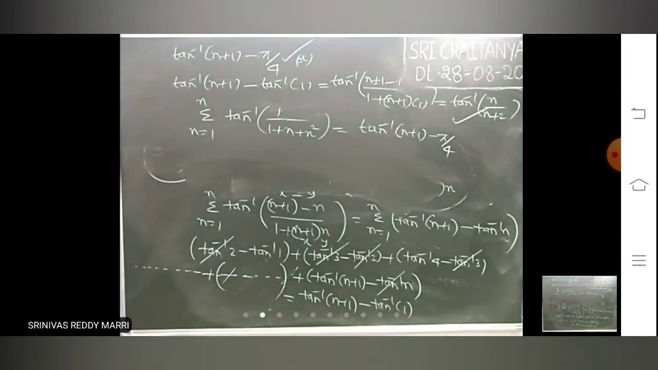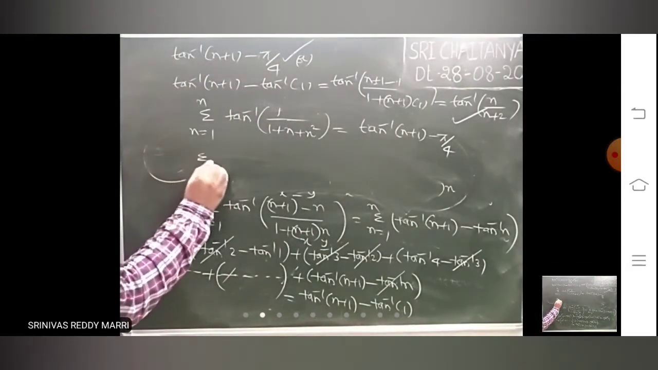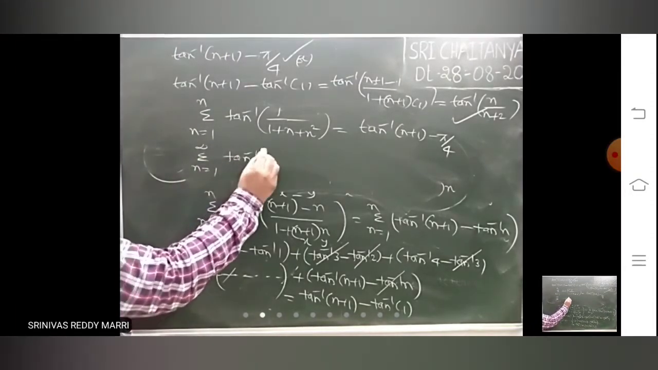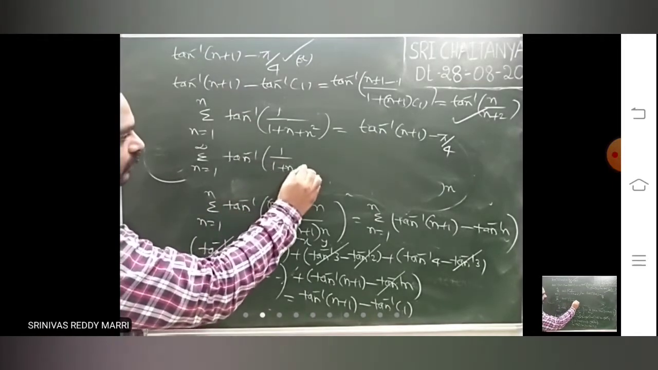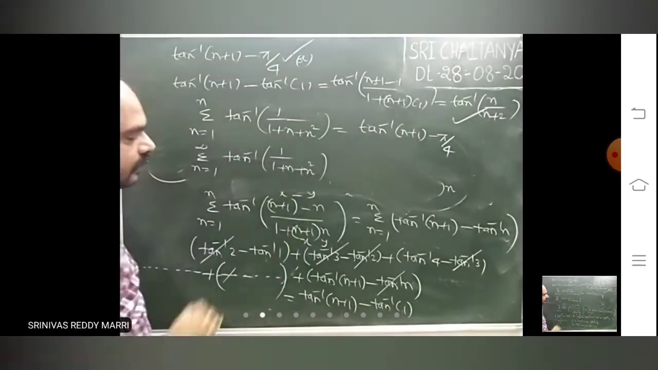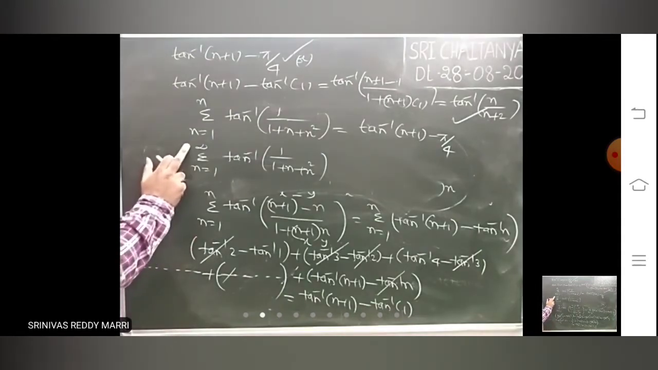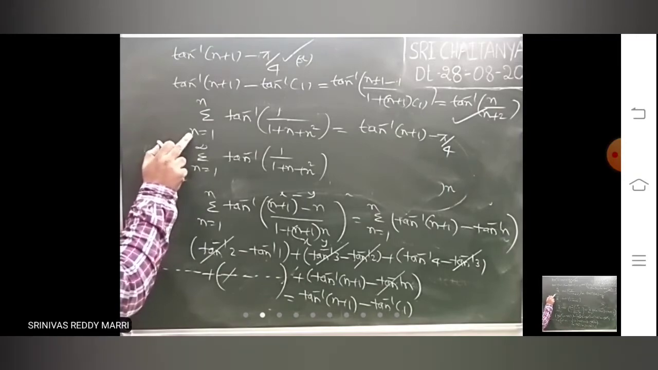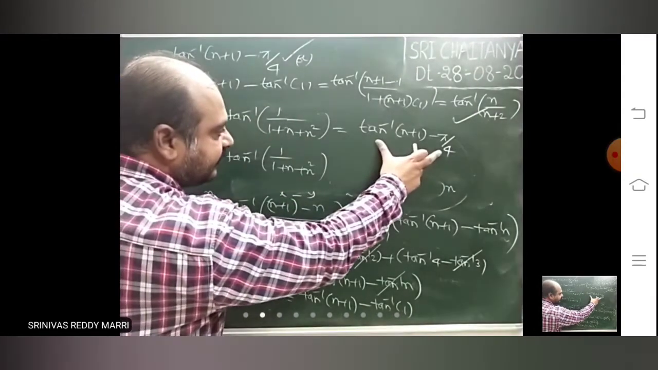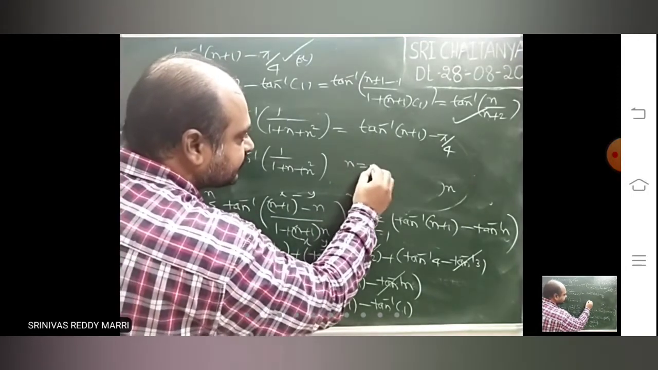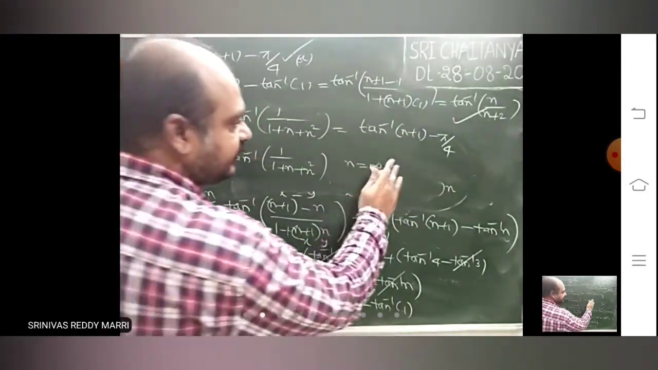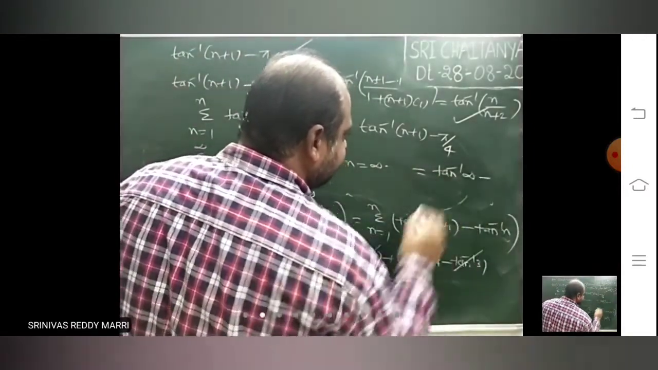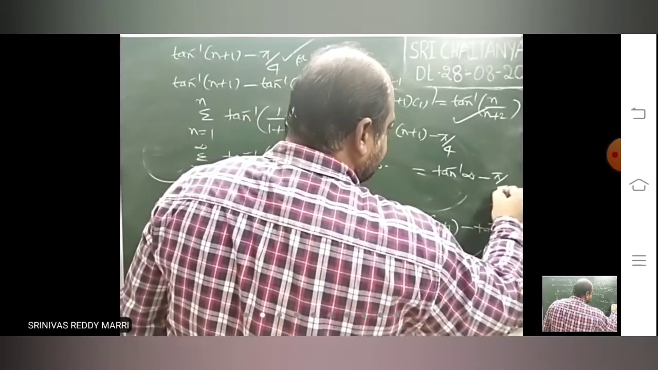Let us take this one. Suppose he will ask n equal to infinity. That means if n equal to 1 to infinity is asked, first you calculate for n equal to 1 to n. This one you have to calculate. Now substitute n equal to infinity. What is the value you will get? Tan inverse infinity minus pi by 4.